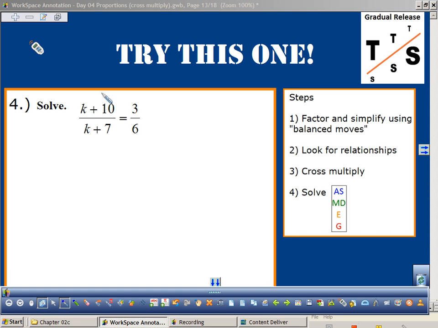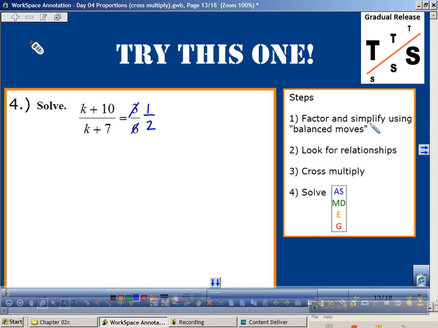All right, so this is really what? 1/2. You want to simplify first, right? Factor and simplify. So how many of you did this? K plus 10 times 2. Did you cross multiply? And then 1 times k plus 7. Did anybody see a different relationship?